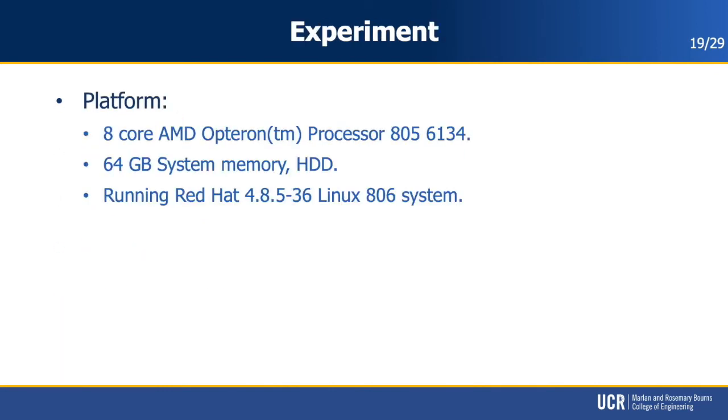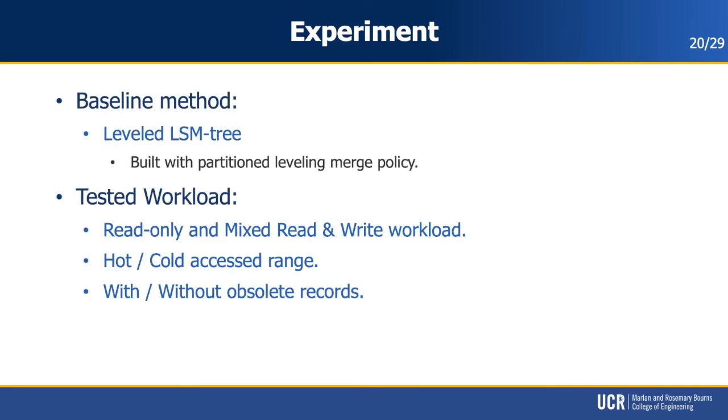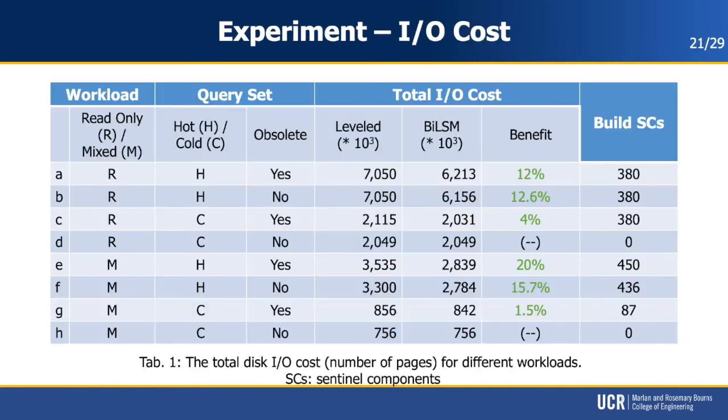Here is the test platform. Here are the experiment settings. We compared the bi-directional LSM tree with the leveled LSM tree, because the leveled LSM tree has better read performance than the tiered LSM tree. We test with read-only workload and mixed workload. We test with workloads that contain the hot range and do not contain the hot range, contain obsolete data and do not contain it. This table shows the I/O cost comparisons.